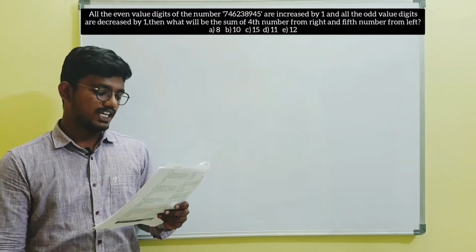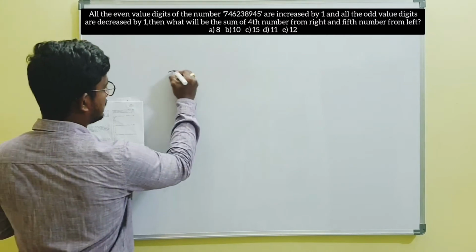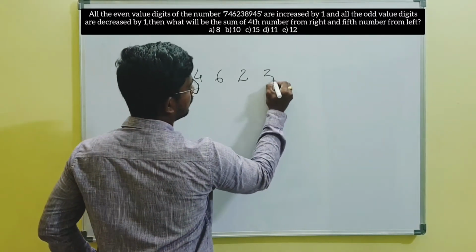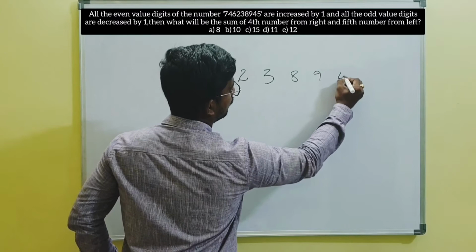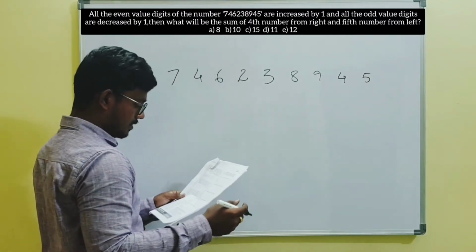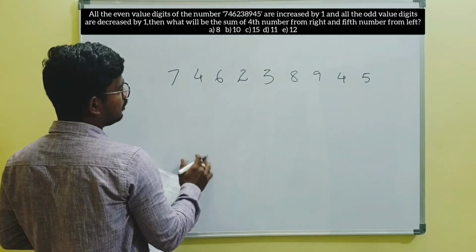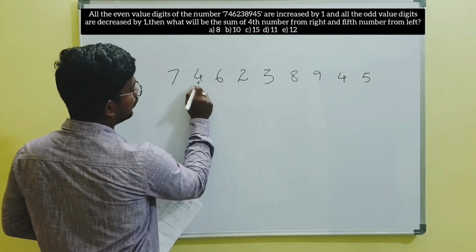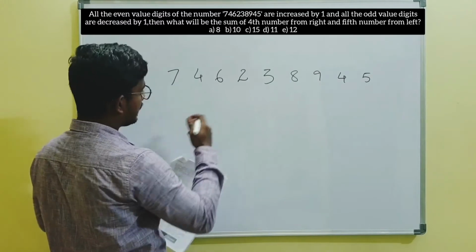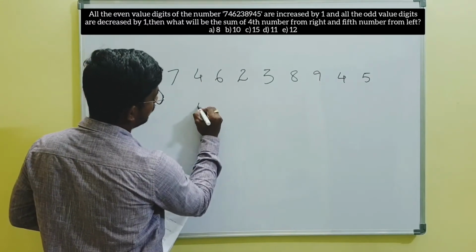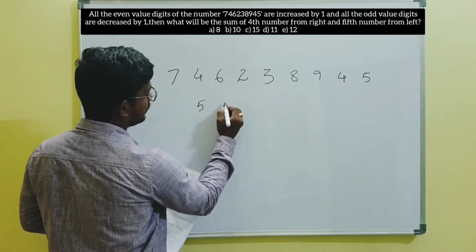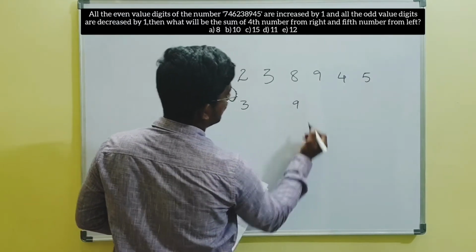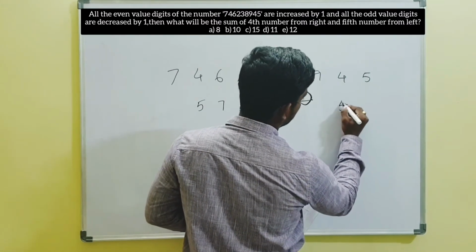28th question is, all the even value digits of the number 7, 4, 6, 2, 3, 8, 9, 4 and 5 are increased by 1. Even values means 2 and its multiples. Here 4 is a multiple of 2, so increased by 1, which becomes 5. 6 is increased by 1, which is 7. 2 is increased by 1, which becomes 3. And 8 is increased by 1, which becomes 9. And 4 is increased by 1, which becomes 5.